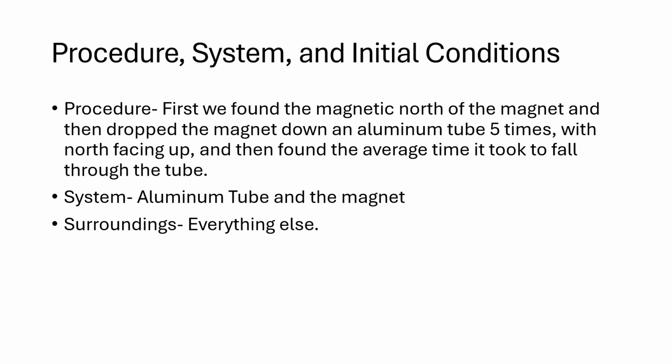Procedure, experimental setup. We identified the north pole of the magnet. We dropped it 5 times through a vertical aluminum tube with the north pole facing upwards, recorded the time each time, and then averaged it out. The system contained just the magnet in the tube, and the surroundings included the room and everything else.